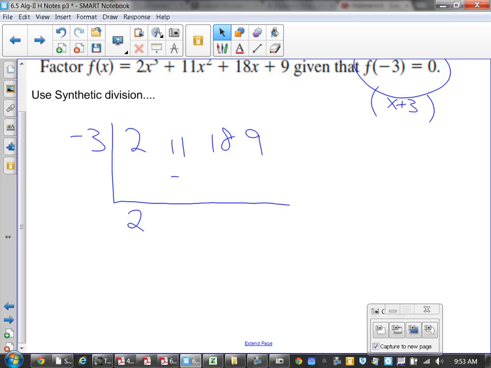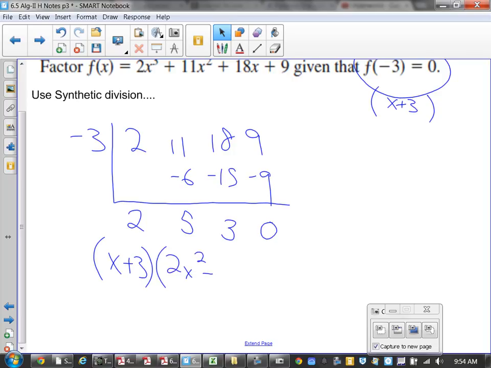Drop the 2, there's 6, 5, -15, 3, -9, and 0. That tells me we knew it was a 0, so we should get 0. That means I can factor this 2x cubed into x plus 3, because that was my 0. That's my term. And then 2x squared plus 5x plus 3.